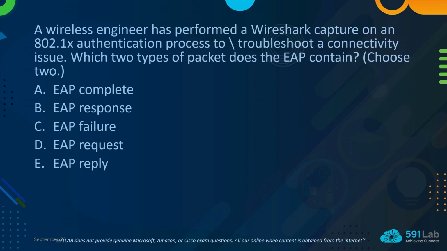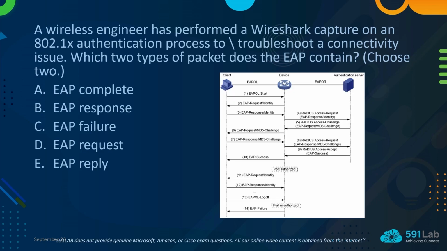A wireless engineer has performed a Wireshark capture on an 802.1X authentication process to troubleshoot a connectivity issue. Which two types of packets does the EAP contain? Choose two. So in order to understand what type of packet it's going to be, we need to understand the handshake that the EAP has. So here we have the client, the device, or it could be the controller or the switch, and the authentication server that's going to do the authentication.